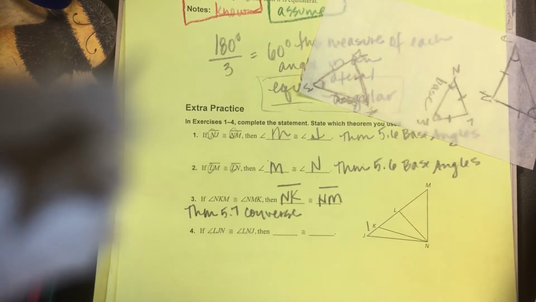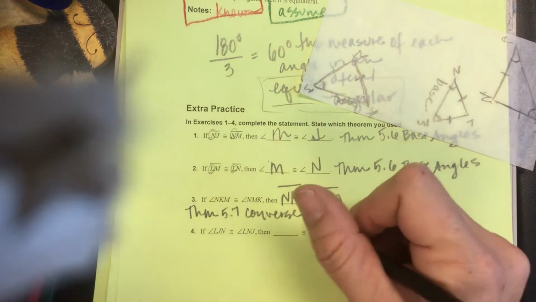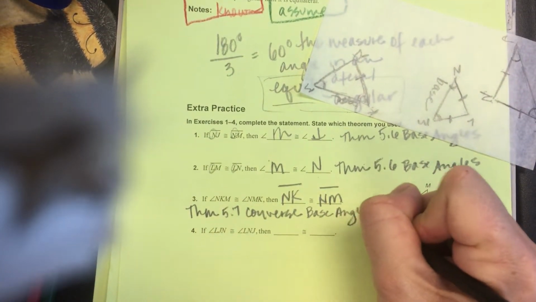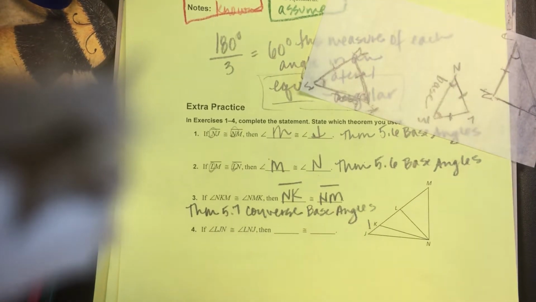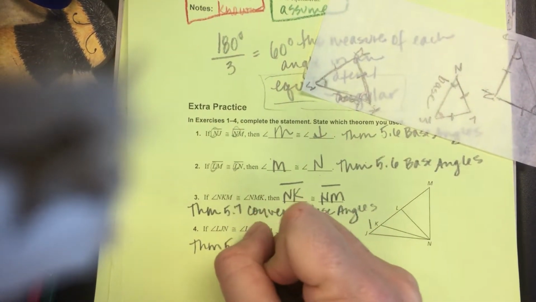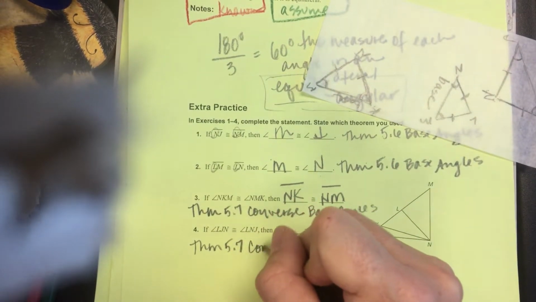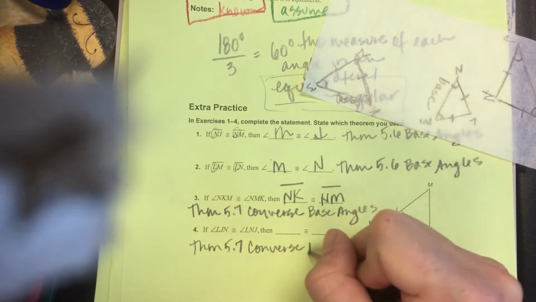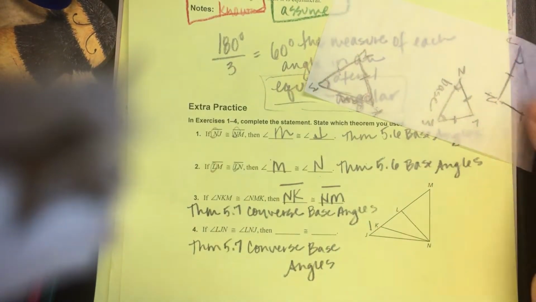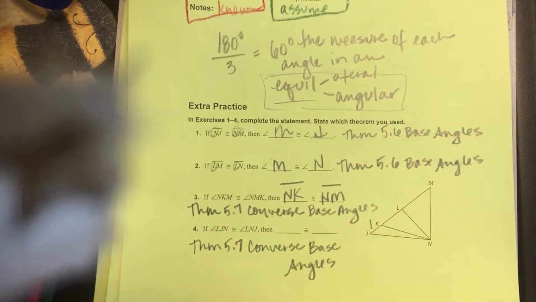Same idea for how we're going to, that is definitely the converse of the base angles theorem. When you're given the angles, you can assume the sides. Converse of base angles. And number 4 is going to be the same. Given angles, figure out the sides. Take a minute and trace what they've given us for 4. You should have enough room on your tracing paper.